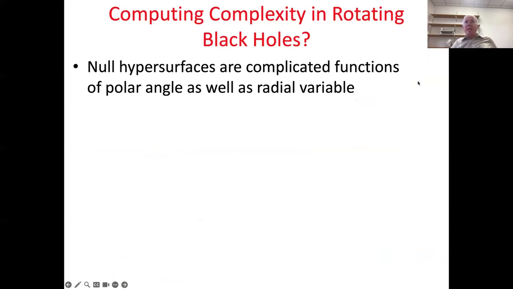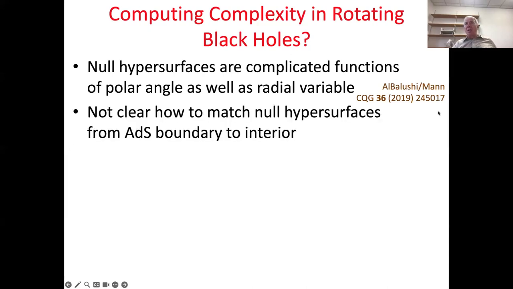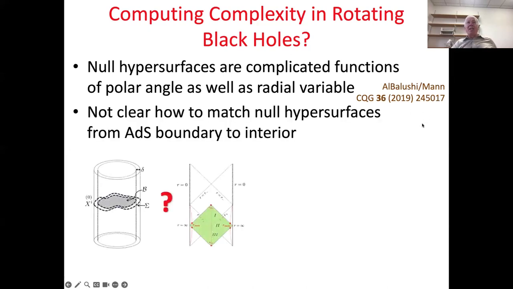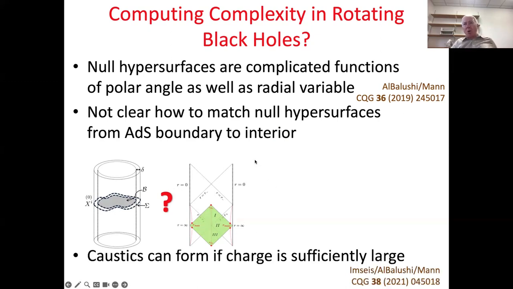This turns out to be a rather difficult problem because the null hypersurfaces that draw out the Wheeler-DeWitt patch are complicated functions of the polar angle, as well as the radial variable. In fact, so complicated that Rahim and I put out a paper on it. And it was not clear how to match these null hypersurfaces from the boundary to the interior because the Penrose diagrams don't have this same kind of nice structure. Furthermore, as Michael Amsel and Rahim and I pointed out, if there is charge, you can get caustics forming. So it's not obvious at all how to do this problem.